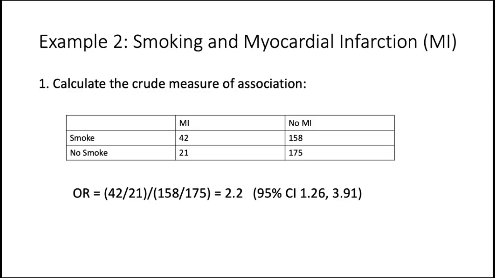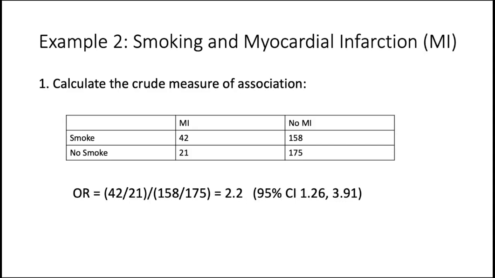Let's look at another example of using stratification for the detection of effect modification versus confounding. In this example, we are going to look at the relationship between smoking and myocardial infarction, basically having a heart attack. In this study, it's a case control study, so I would need to calculate an odds ratio. If I go out and collect the data for this study, this is what I found.